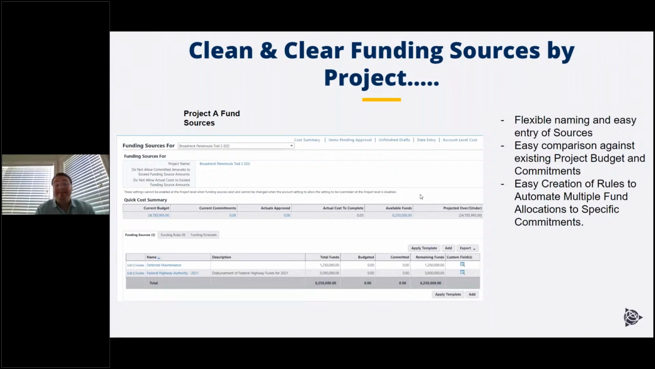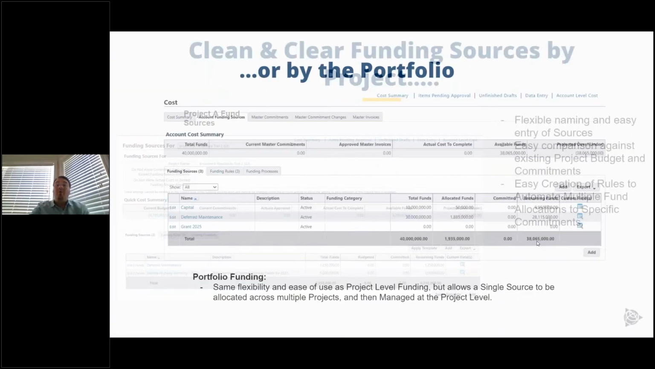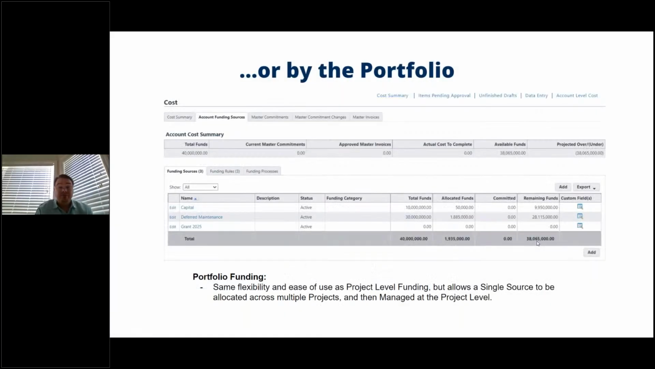And it's very simple to add these. By simply clicking one button, I can type in information about a funding source. I can create a source, I can create a description of that so that I can identify it, and then I can start attaching encumbrances to that source. Very, very simple. So we can do that at the project level, or we can do it at the portfolio level.